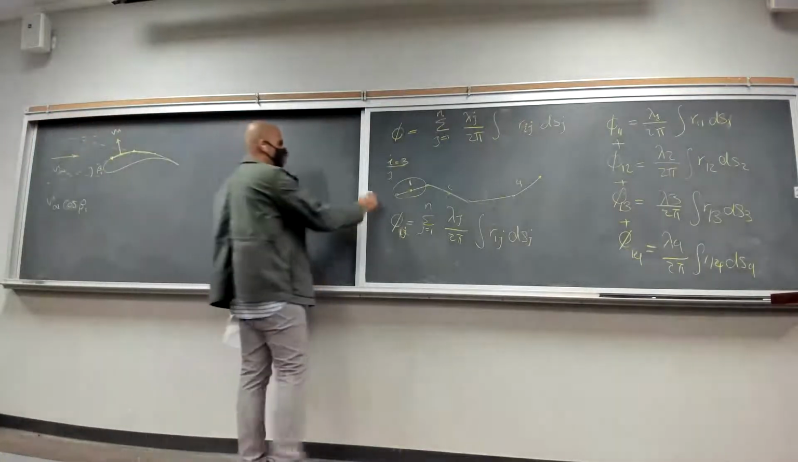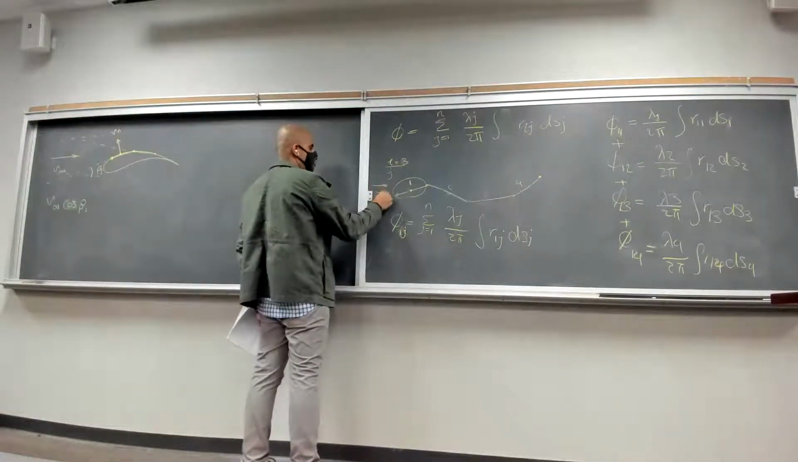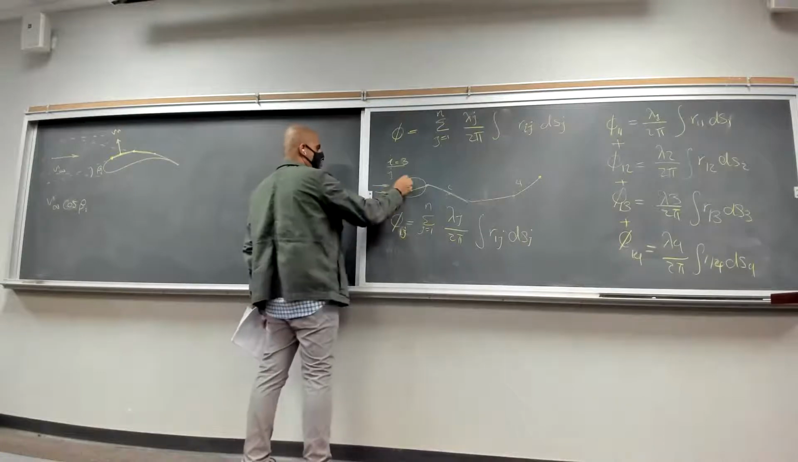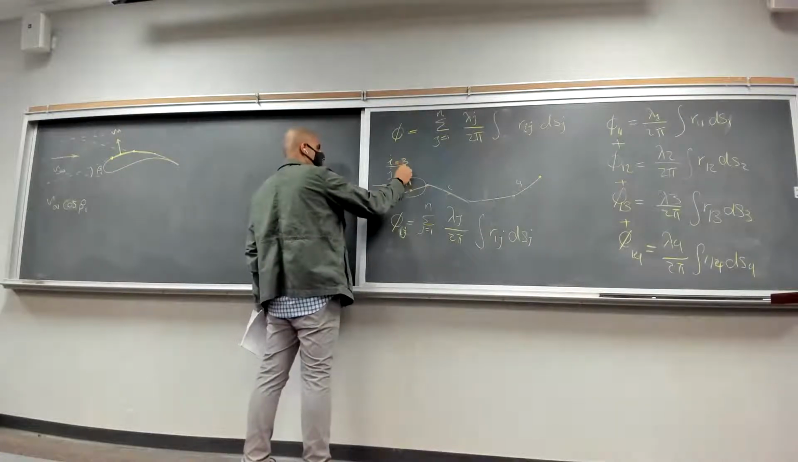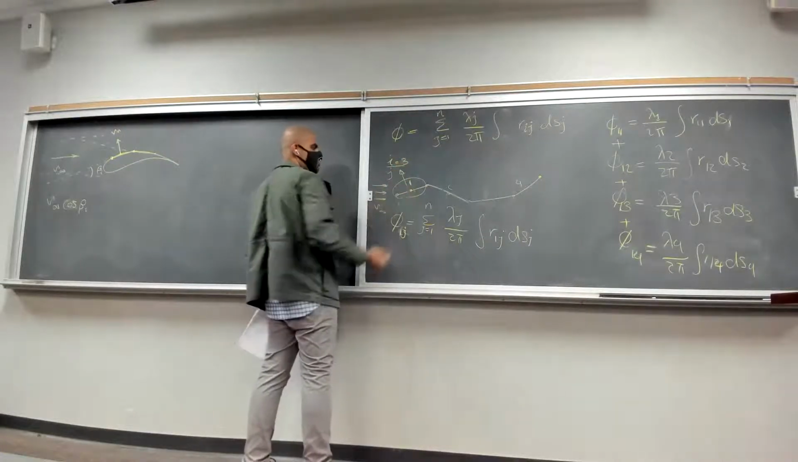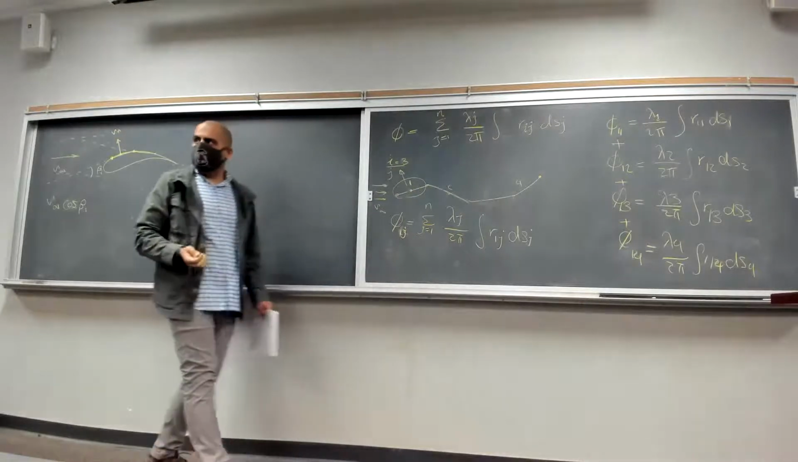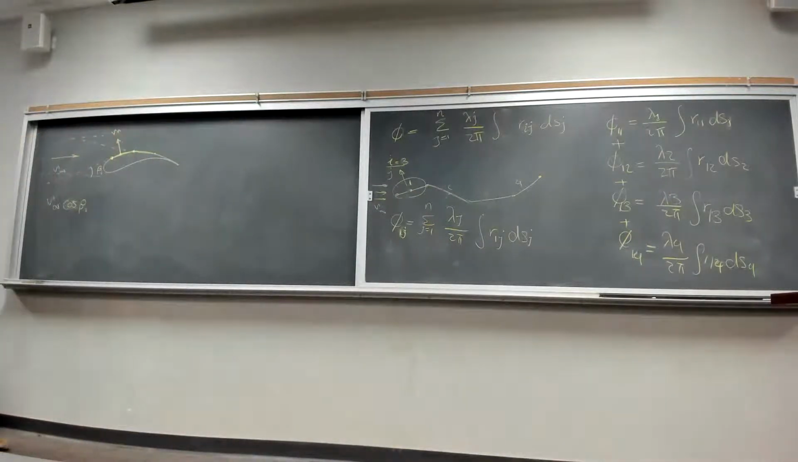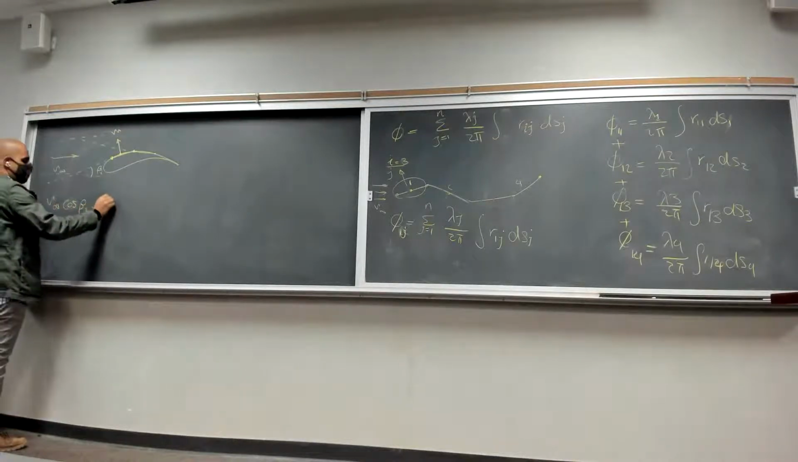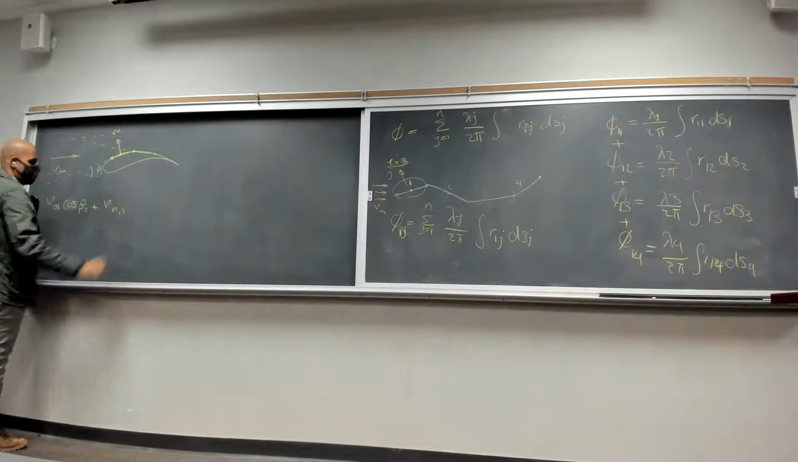So come back here. V infinity. We want to find the component of V infinity in this direction. Okay? So V infinity cosine of beta, and then it has to be plus V of n, s.